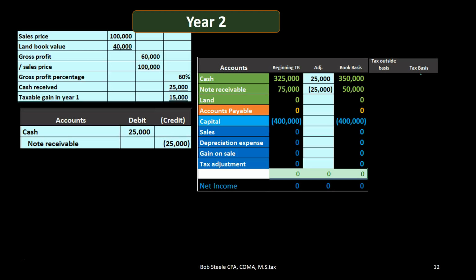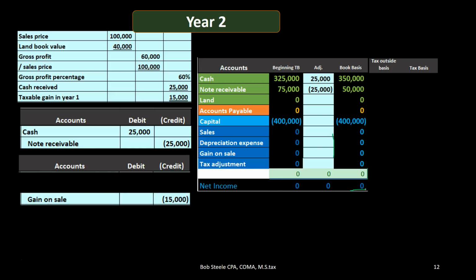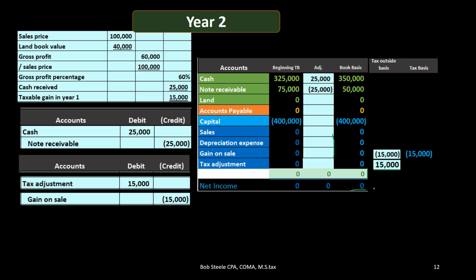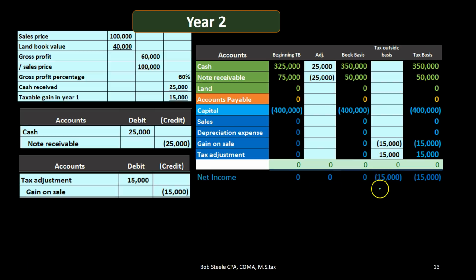So if we pull over all the other numbers, note that nothing on the income statement is affected. No income in year 2 on a book basis. But of course on a tax basis, we're going to have to make this adjustment again. We're going to say, oh yeah, but on a tax basis, we have to recognize 15,000 because of the installment sale process. And again, the other side could be this adjustment account here to recognize that adjustment. So then again, for this year 2, we would see, okay, 0 for books, 15,000 for taxes because of this adjustment we made due to the installment process.